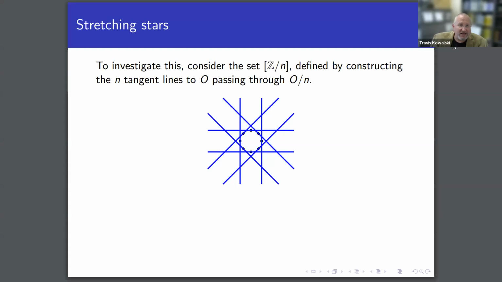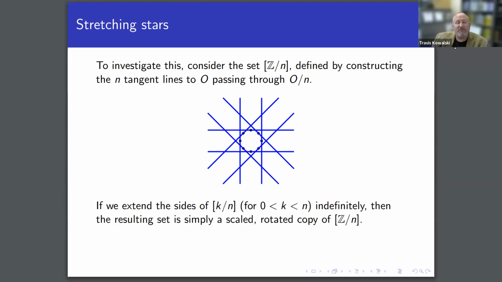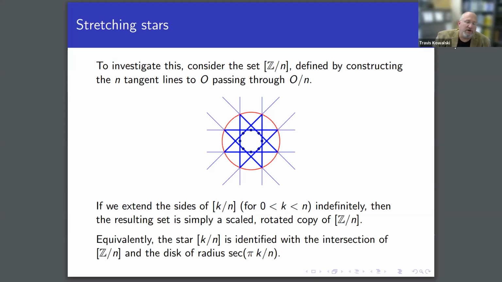This object is definitely not a star. It's infinite in length. But if you think about any n-sided star and stretched each one of its sides indefinitely, this is the shape you would get. Every n-sided star, if its sides are extended indefinitely, will form this object, which I'm denoting z over n. Said differently, this piece of geometry contains every possible star that's laterally dependent on an n-sided star. And so in this piece of geometry, every n-sided star exists. In fact, you'd find it by just intersecting this shape with a circle of radius secant pi k over n.